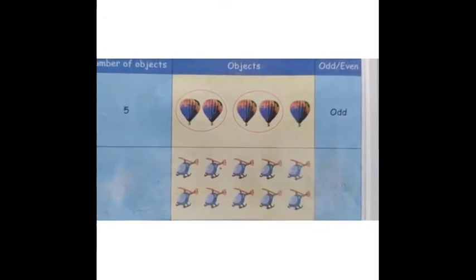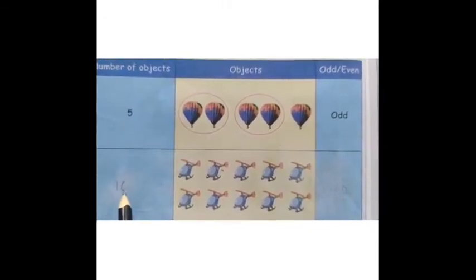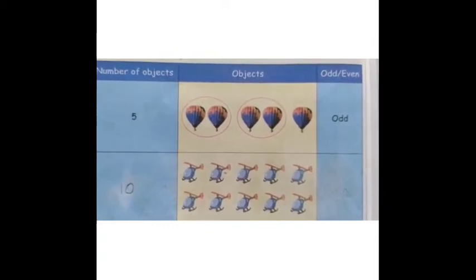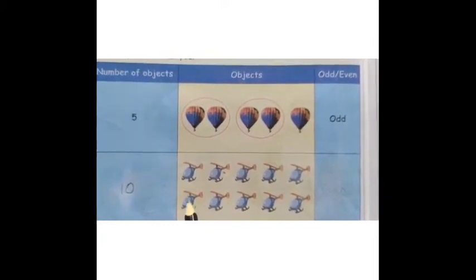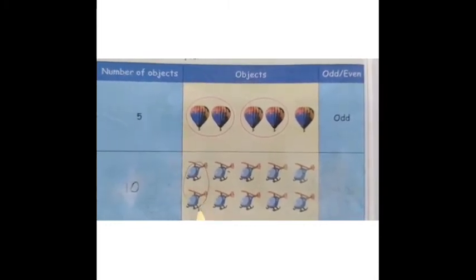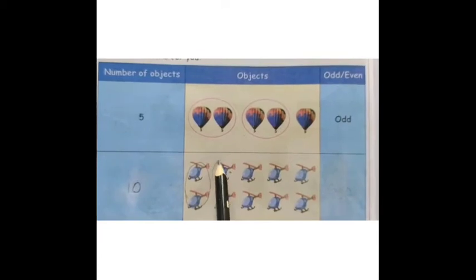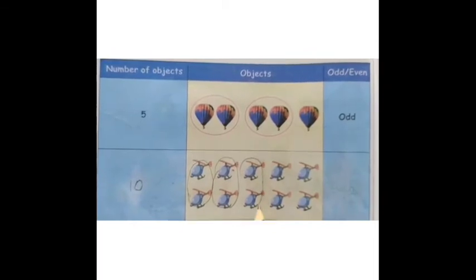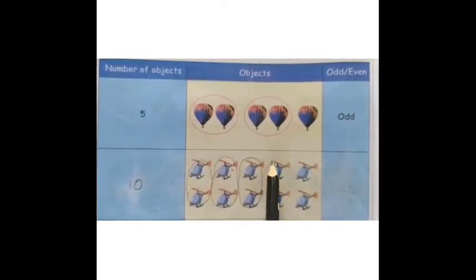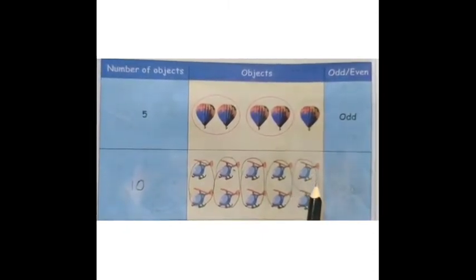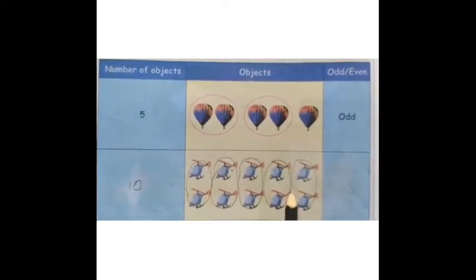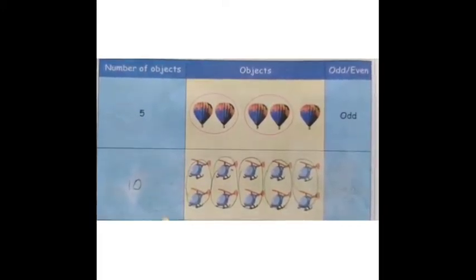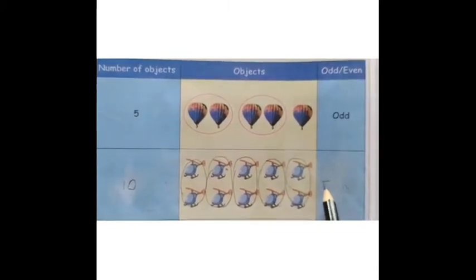Next, the number of helicopters are 10. So, the number of objects are 10. Now, let us arrange the objects into pairs. 1, 2, 3, 4, 5, 6, 7, 8, 9, 10. The pair is complete. So, 10 is an even number.